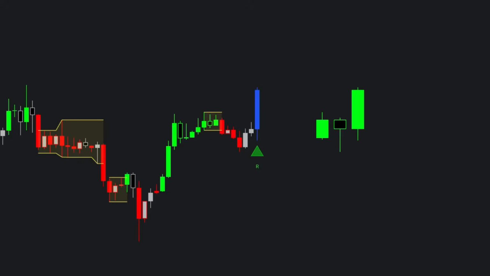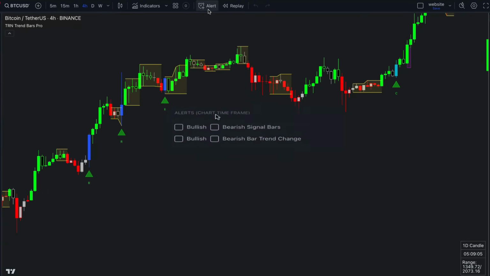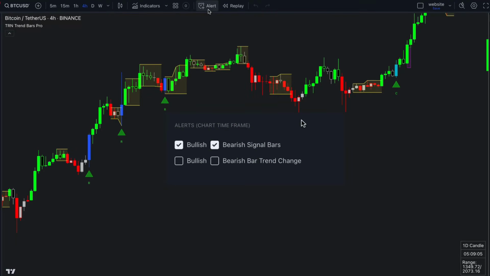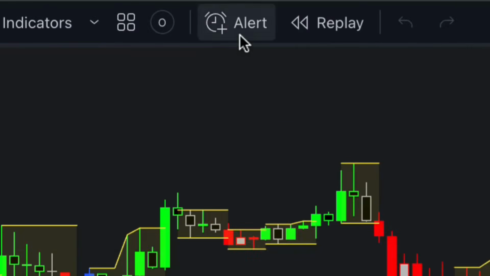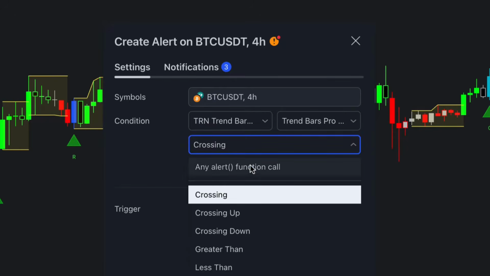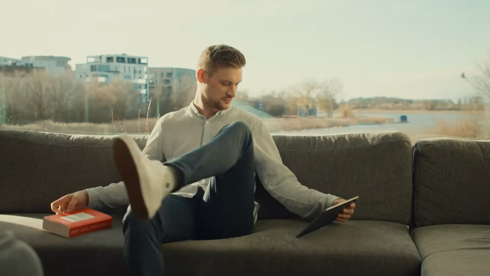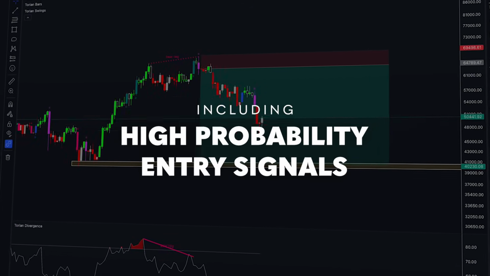You can use the built-in alerts to get notifications for bullish and bearish signal bars, as well as for bullish and bearish trend changes. Just click at the alert symbol, choose the Trend Bars Pro and any alert function call. Create your alert and you will get a notification when a signal occurs or gets confirmed on the time frame you set the alert for.